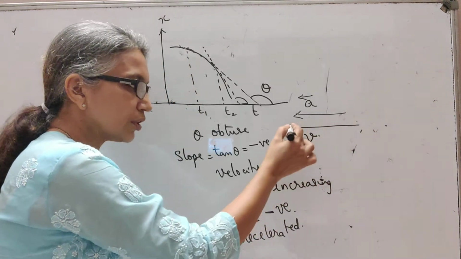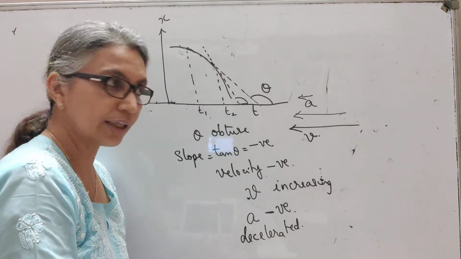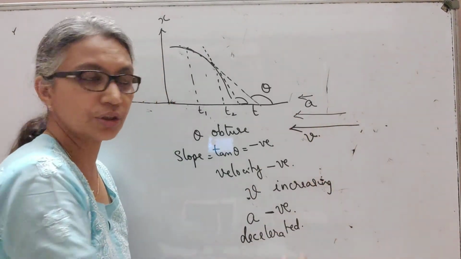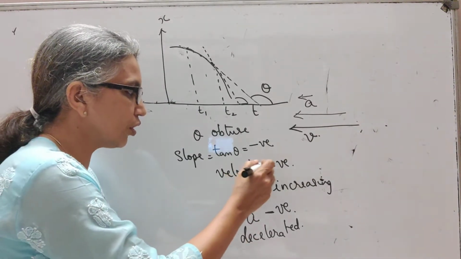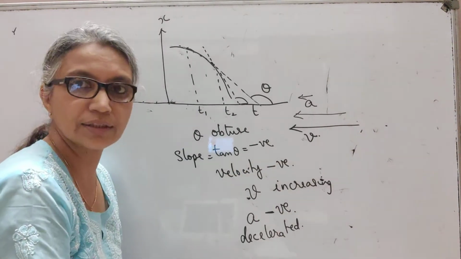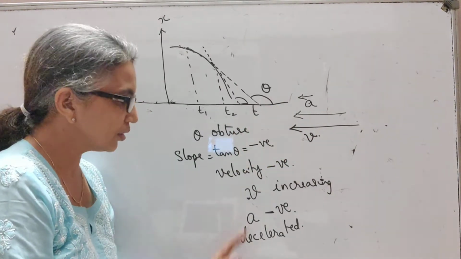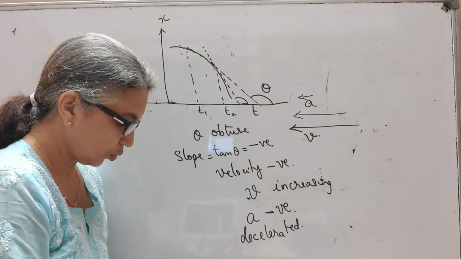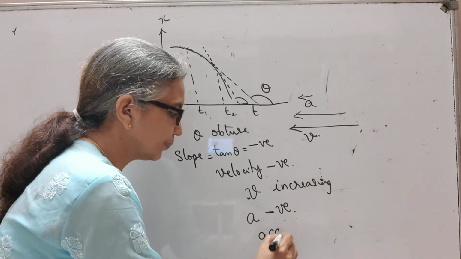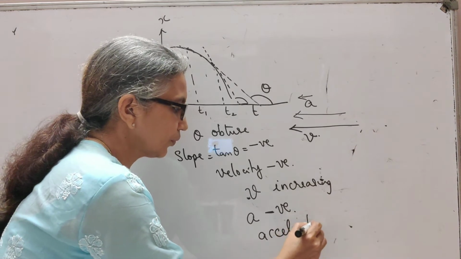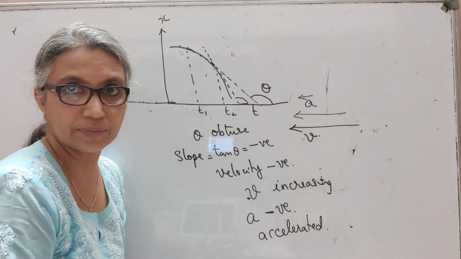So now if velocity is towards the left and its magnitude is increasing, that means there is a force in the same direction. That is, acceleration is also in the same direction. Since velocity is negative, acceleration is also negative. Now since velocity is increasing, we call this motion accelerated motion, because your velocity is going on increasing.